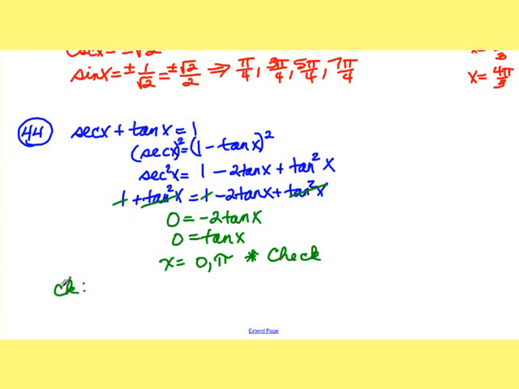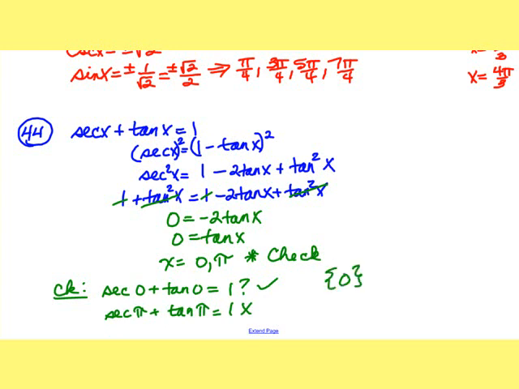So if we check 0, look at secant of 0 plus tangent of 0, do we get 1? Well, secant of 0 is 1 over cosine of 0, which would be 1 over 1, or 1, plus 0, which is 1, so that checks. But if we check at pi, secant of pi is negative 1 plus 0 would be negative 1, not 1, so that one does not check. So the only solution that we can include is our value of 0. Okay?